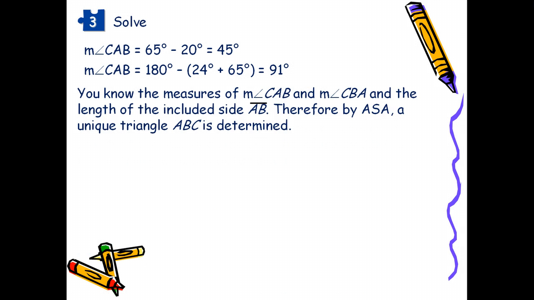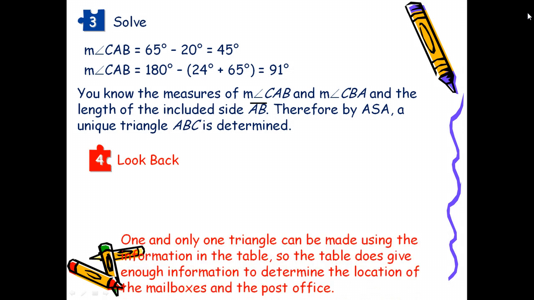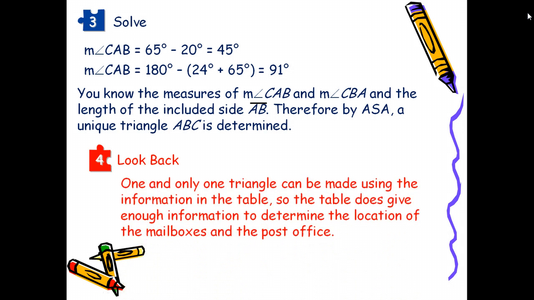We know the measures of CAB and CBA and the length of the included side AB. Therefore, by ASA, a unique triangle ABC is determined. Let's look back. One and only one triangle can be made using the information in the table. So the table does give enough information to determine the location of the mailboxes and the post office.